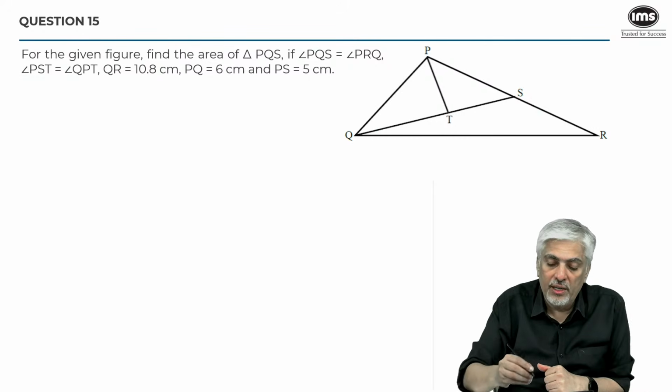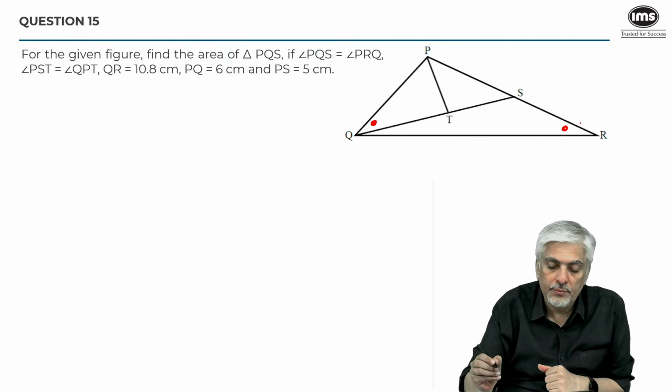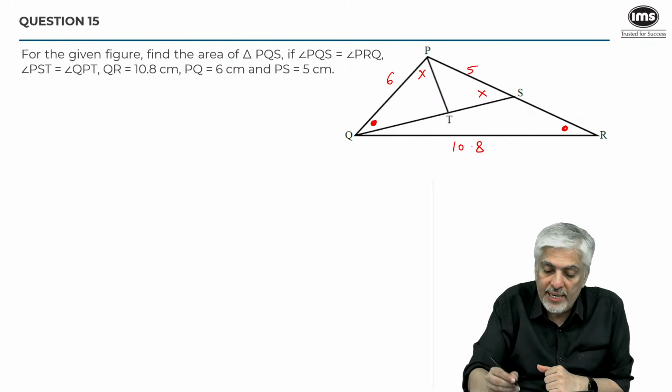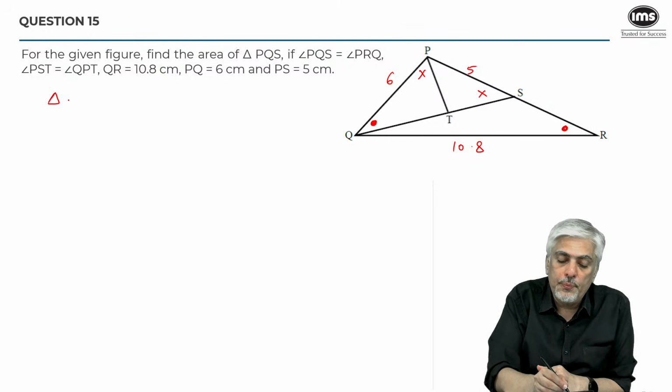In the given figure, angle PQS is equal to angle PRQ, angle PST is equal to angle QPT, QR is 10.8, PQ is 6 and PS is 5. We want to find the area of triangle PQS.